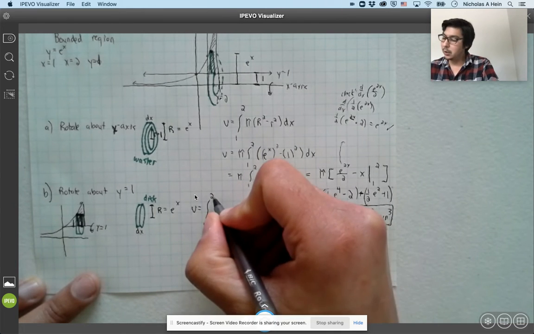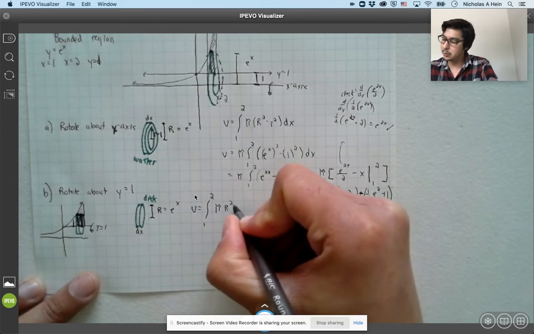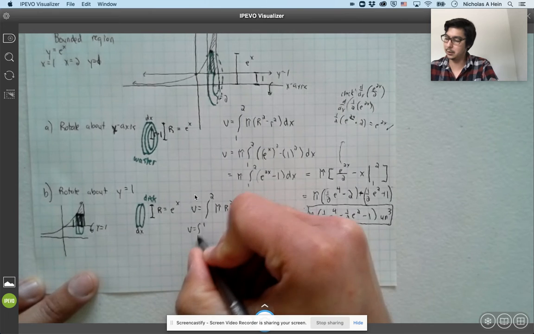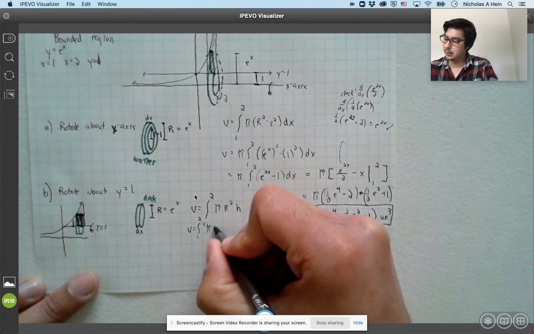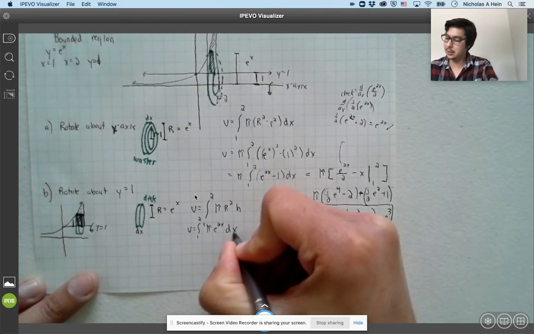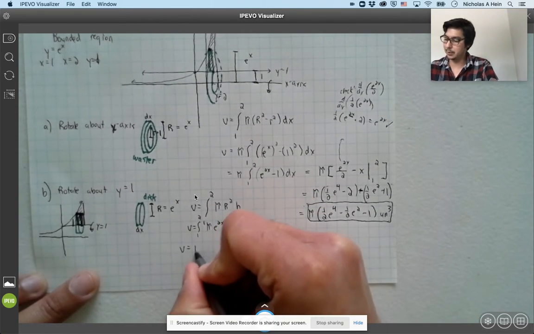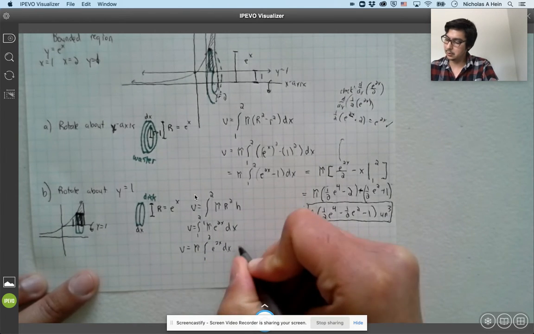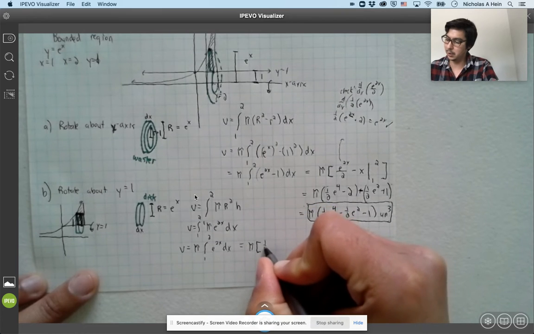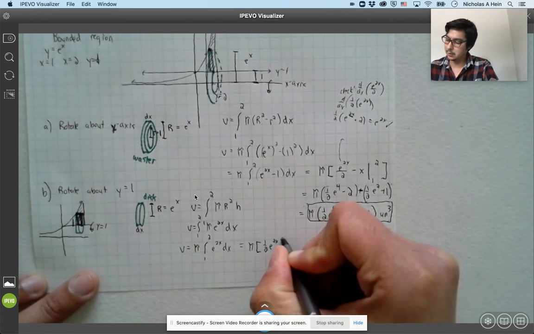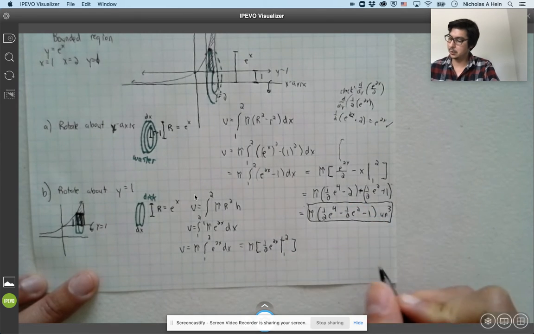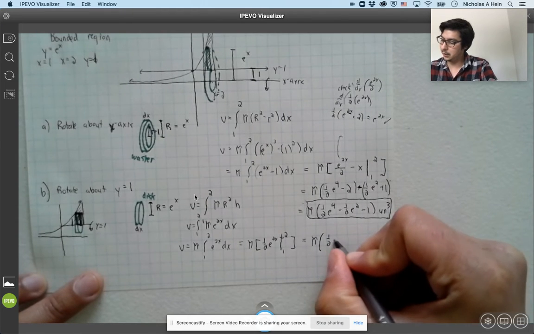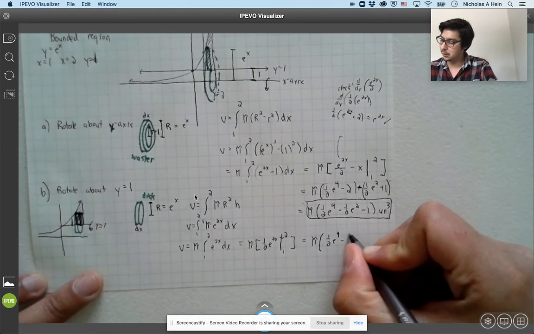Volume is the integral from 1 to 2 of pi r squared h. That's just your volume of a cylinder. Plugging in what we know here, it would be the integral from 1 to 2 of pi e to the 2x dx. Simplifying some of this, we'll get pi times the integral from 1 to 2 of e to the 2x dx, which ends up creating pi times 1/2 e to the 2x from 1 to 2, which gives us our answer here of pi times, let's see here, 1/2 e to the 4th minus 1/2 e to the 2nd.